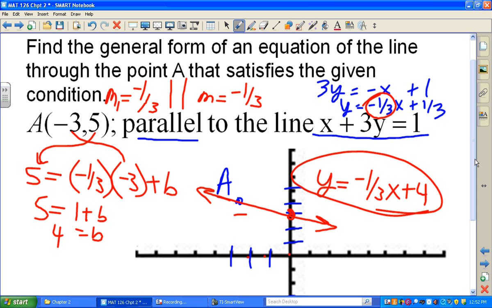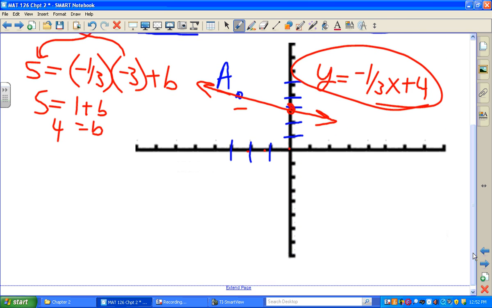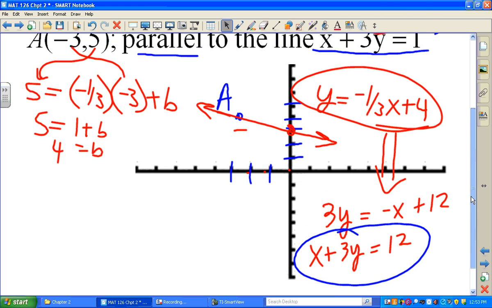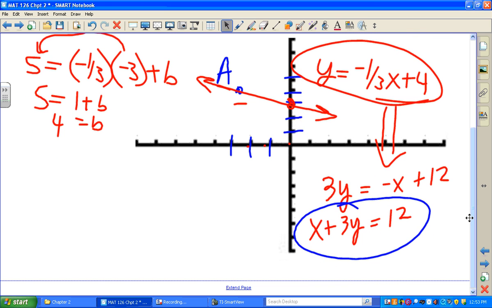Oh, the general equation, I forgot. I always stop there. Okay. To find the general equation, multiply everything by 3, clear the denominators. 3y equals negative x plus 12. Add the x: x plus 3y equals 12. Okay? I probably should leave it like that since that's what the directions ask for. Hey, fantastic. I love those questions. Parallel, perpendicular, they're all fun. Okay? All right, moving on.